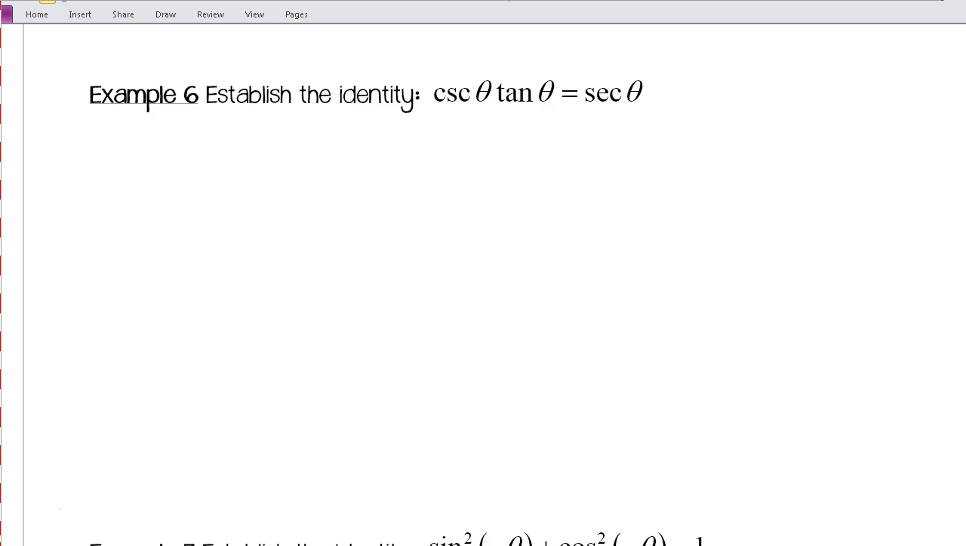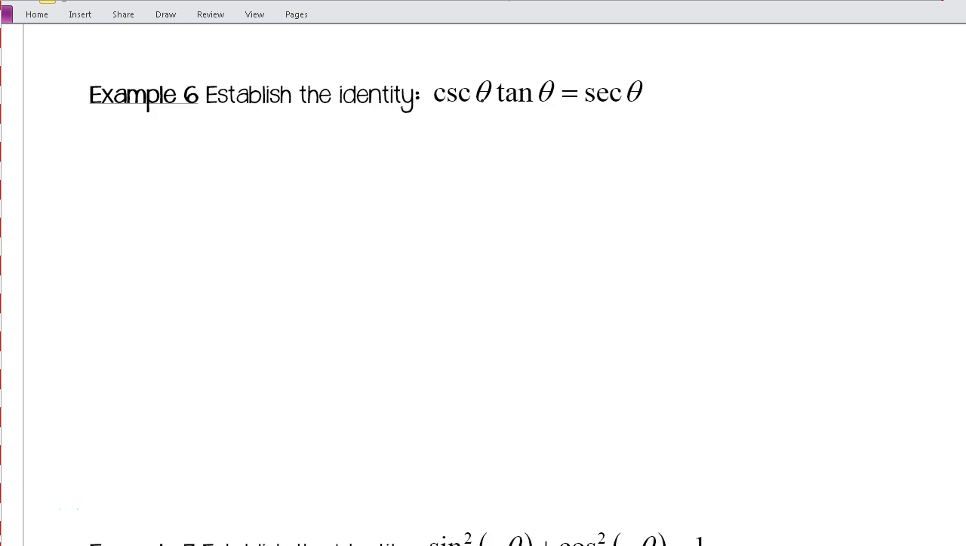So notice the directions are a little bit different. For this one it says establish the identity. So basically what we want to do is make sure that these two expressions on either side of the equal sign are in fact equal.